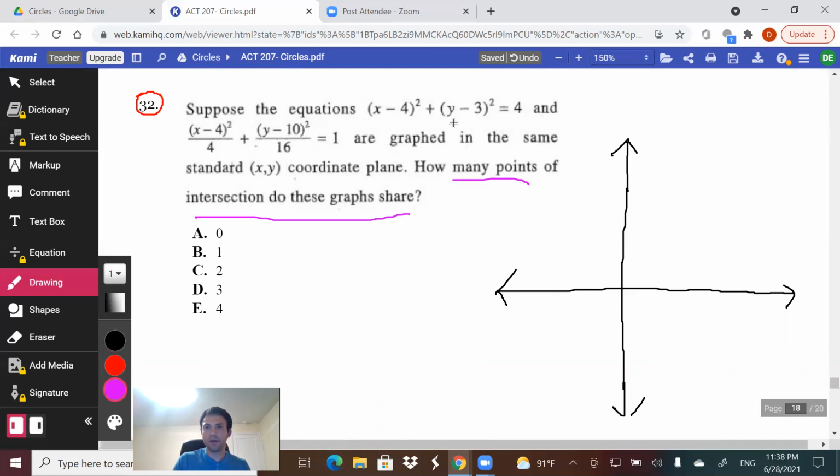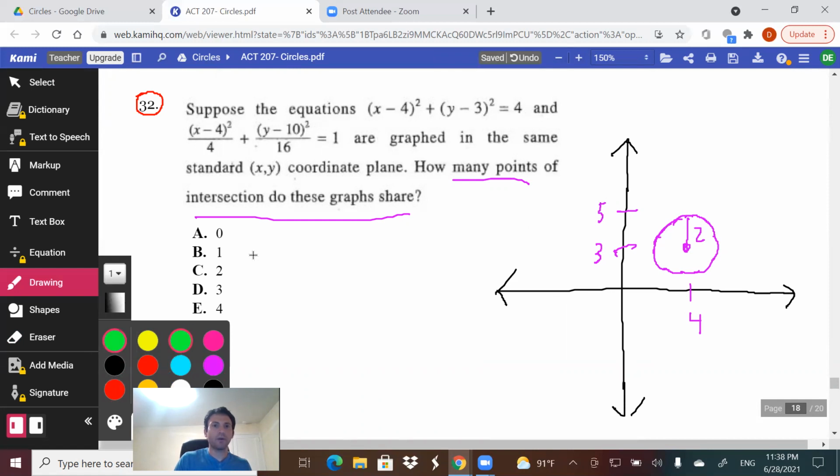So if we do the circle, we go 4 to the right, up 3. And our radius is 2. So something like that is our circle with a radius of 2. So this point right here will be 5. Okay, so now if we graph this ellipse, we go over 4 and up 10, so somewhere like up here.